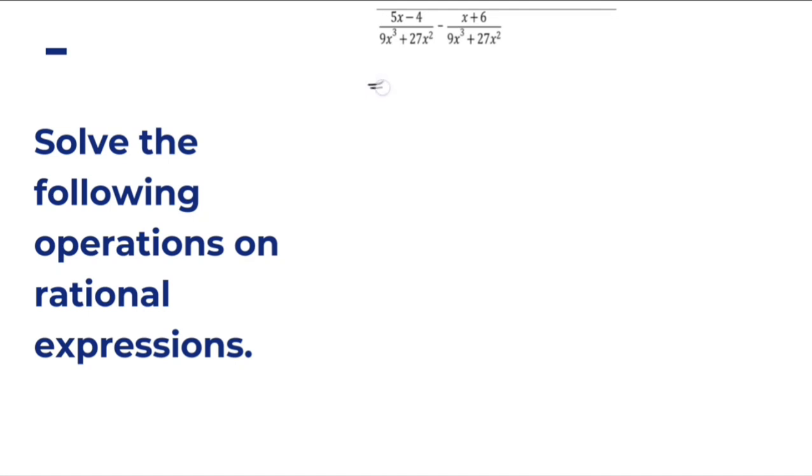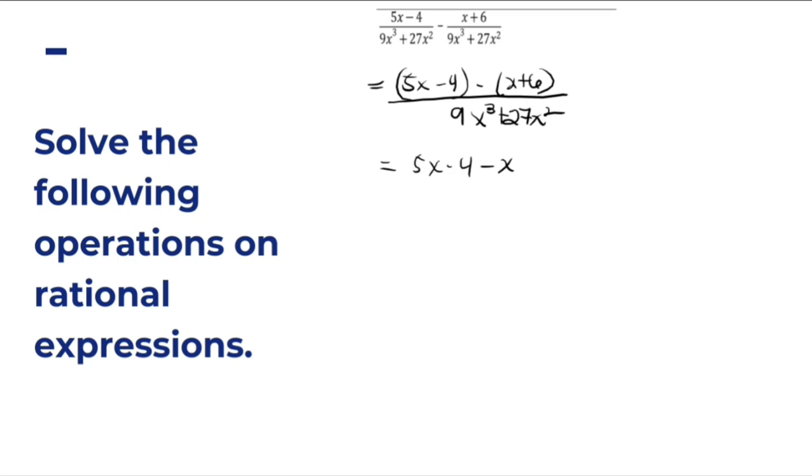So you'll be given here 5x minus 4 minus x plus 6 all over the common denominator 9x cubed plus 27x squared. To subtract your numerators, we'll use KCC. So you'll have 5x minus 4, positive x will become negative x, and positive 6 will become negative 6, all over 9x cubed plus 27x squared.